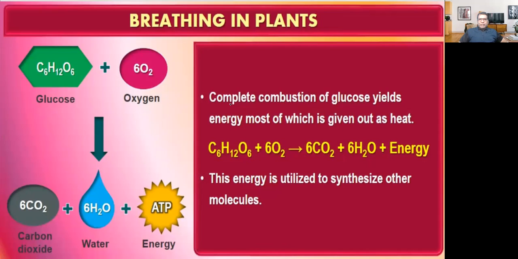Complete combustion of glucose yields energy, most of which is given out as heat. This means glucose undergoes what? Oxidation, and produces carbon dioxide, water, and energy. This energy, ATP, is utilized to synthesize other molecules required by the plant.